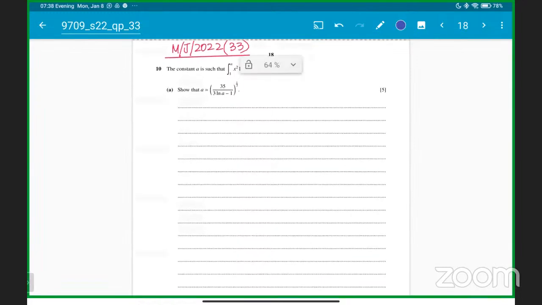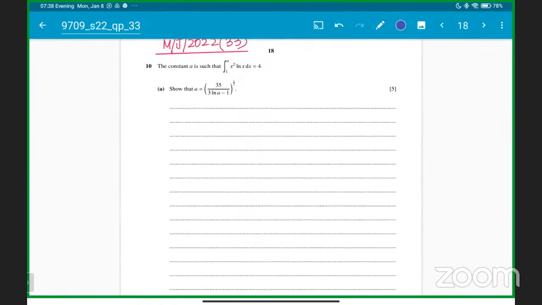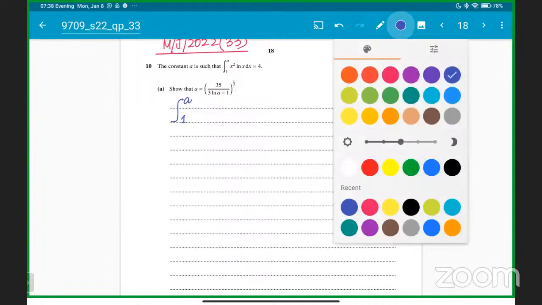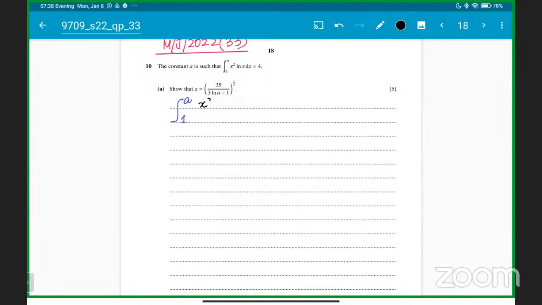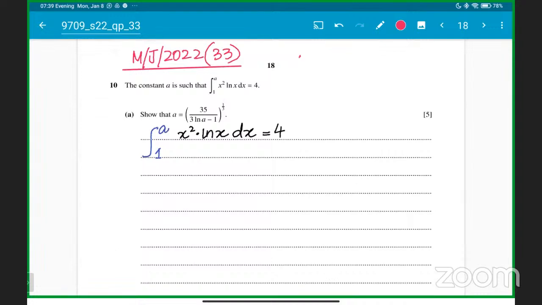Okay, getting it clear? So what we have been given is, let's try to do it and learn about it. We have a and 1 as the limits. 1 is the lower limit, a is the upper limit. And then we have x square times ln x, dx, is equal to 4. This is the question, students. What is the name of this integration? Integration by parts. Okay, we will call that integration by parts.